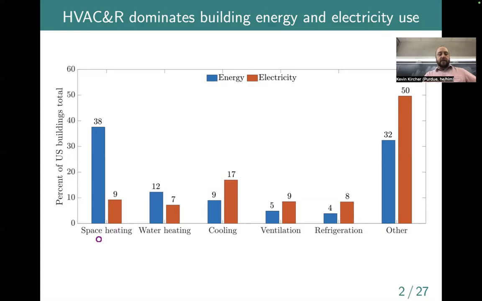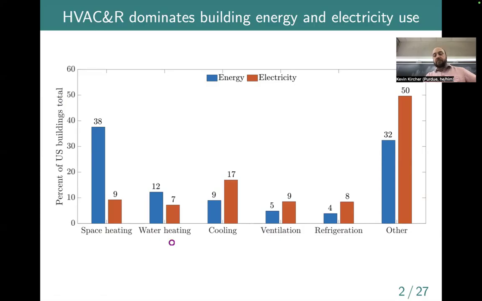And then here are the end uses, and the y-axis here is the percent of the total, either percent total energy or percent total electricity. So space heating today, about 38% of all the energy used in residential and commercial buildings is for space heating, only 9% of the electricity. So this basically tells us that most of the heating in buildings today comes from burning fossil fuels.